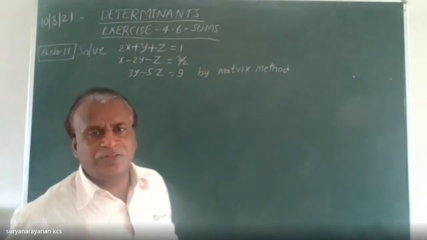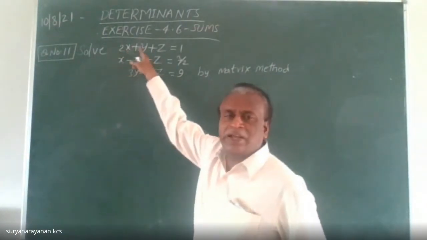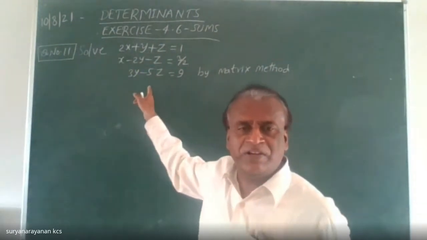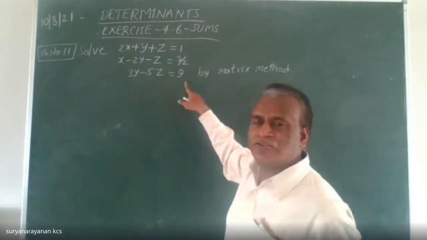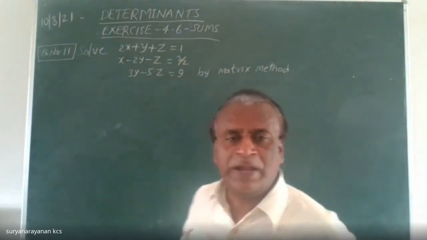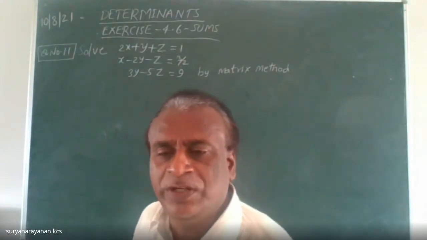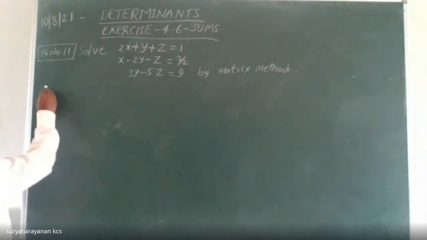We have to solve this system of linear equations in 3 variables, namely x, y, and z. 3 linear equations in x, y, and z were given. We have to solve this system by matrix method, by using matrix method only. Then what are the steps?